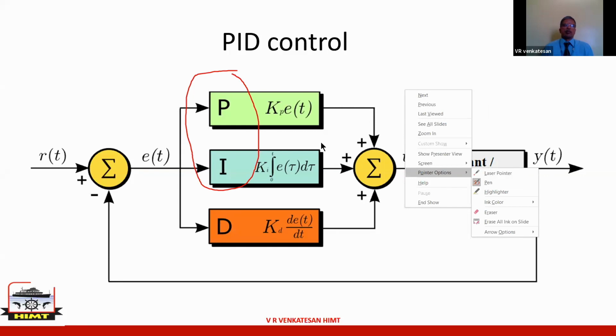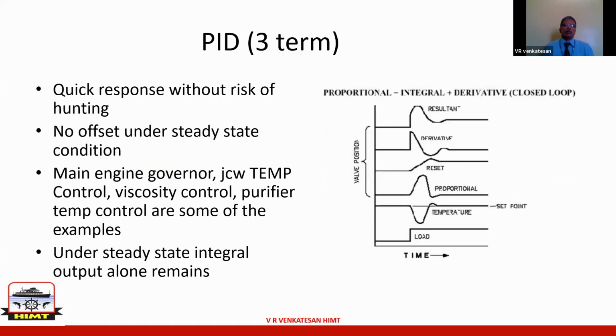Now, if your integral part fails to work, you will start seeing offset. Before, you would have maintained the same value, now you will start seeing offset. So this graph shows all three put together. It is the same as the other one. So the advantage is you will have no offset under steady state condition. Main engine governor, jacket cooling water temperature control, viscosity control, purifier temperature control. All these are examples of PID.